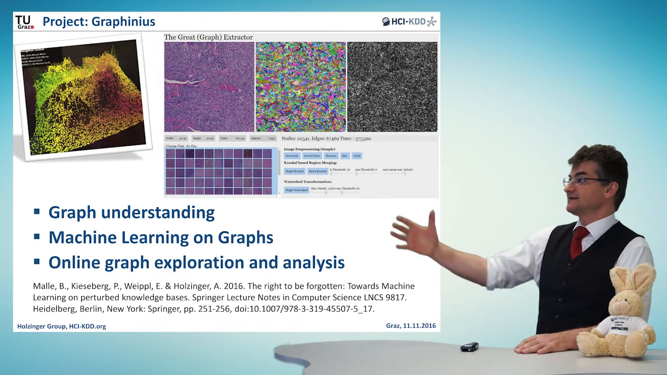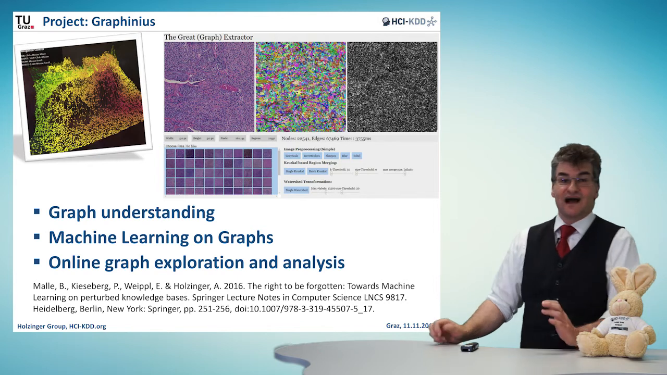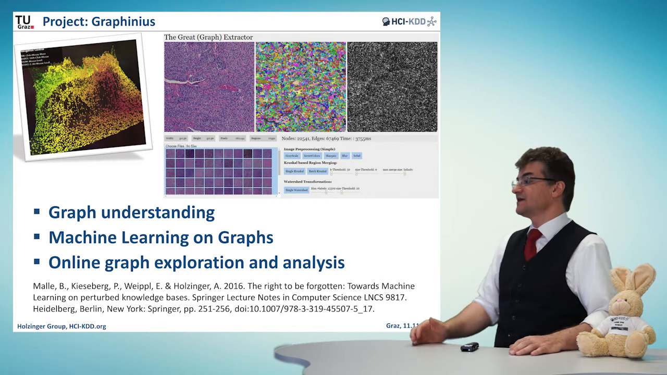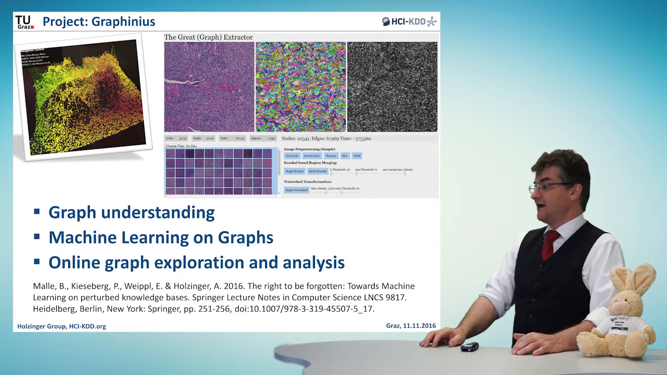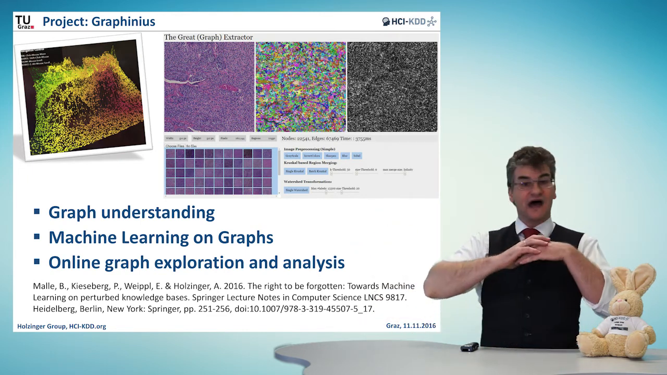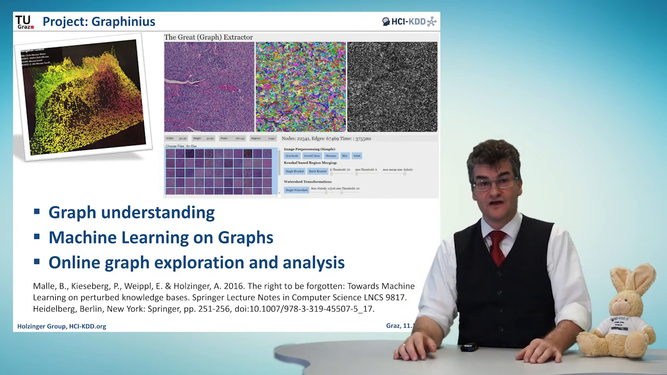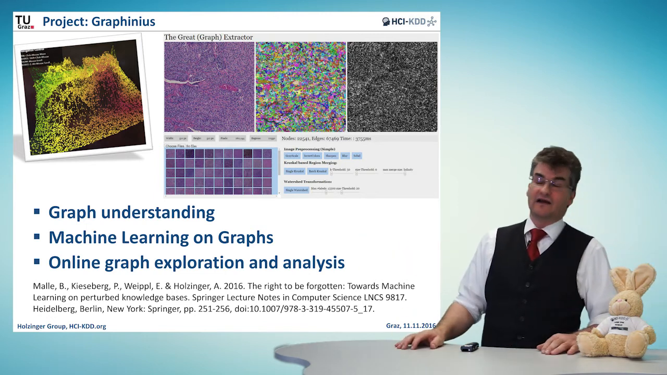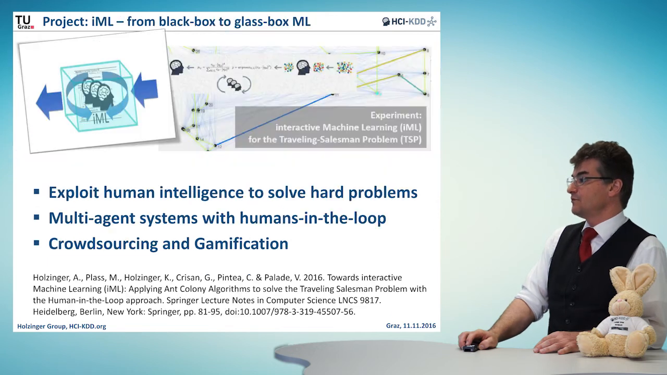The next is Graphenius, the project of graph understanding. Graphs are of utmost importance in the health domain. So graph networks, for example, point cloud data, are in proteins, for example. And machine learning on graphs is a hot future topic with thousands of possibilities, so if you come to me, I have immediately thousands of diploma theses for you. And for example, online graph exploration and analysis is of very high importance.